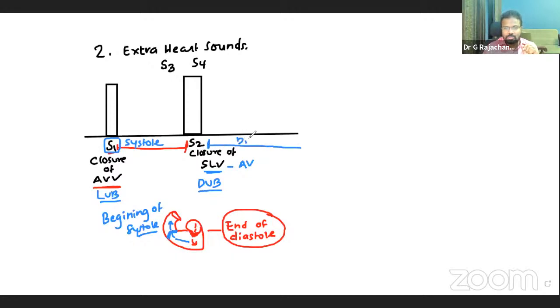The diastole will begin. Till when? Till the next appearance of S1. Okay, so between S1 to S2, we have systole of the heart. Between S2 to S1, we have the diastole of the heart.